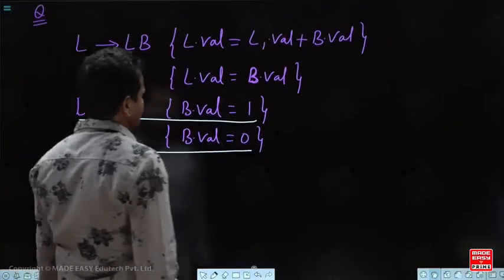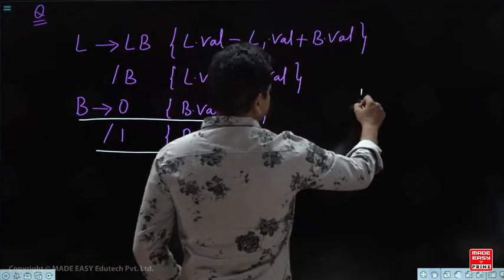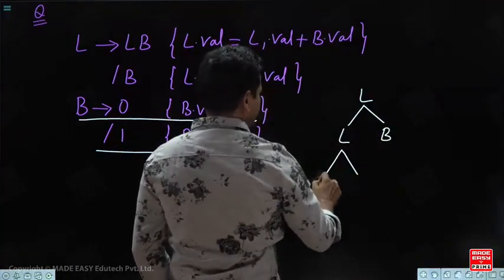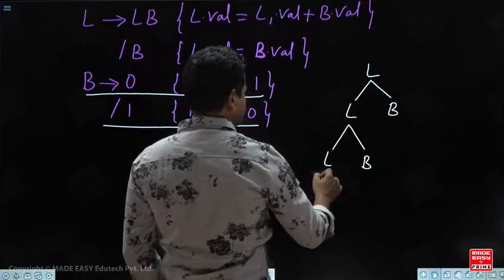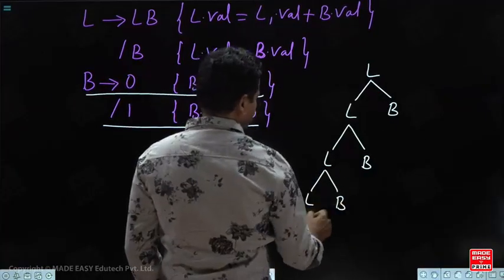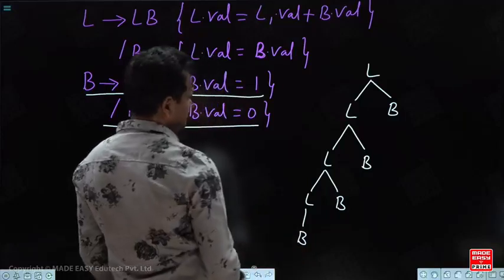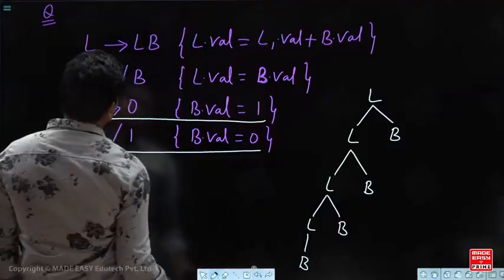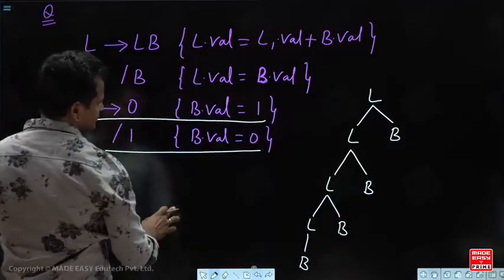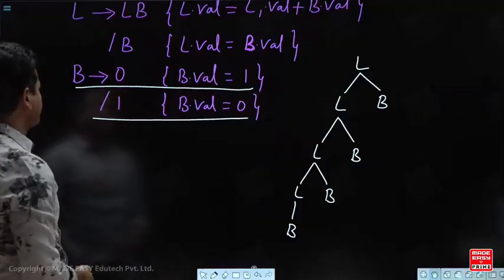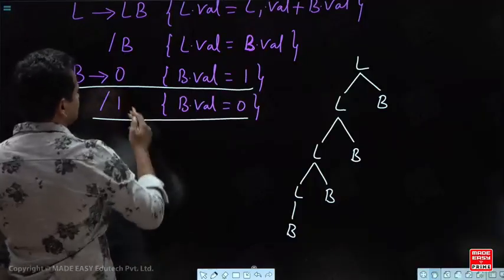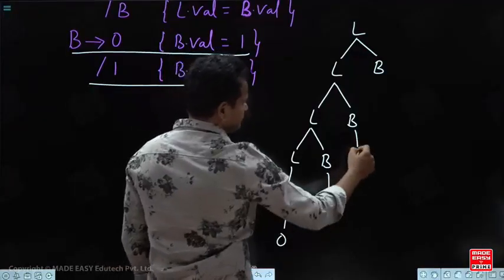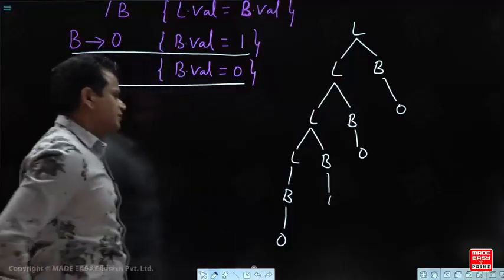Okay, we do one example. So start with L, I'll take L derives LB, and take one more L times LB, and suppose take one more time LB, and finally L will be B. Okay, this is for recursion. So to generate LB, LB, LB, and once you substitute B, you don't get any other B. So B value you can place either 0 or 1. Example 0, 1, 0, I am taking like this: 0, 1, 0.